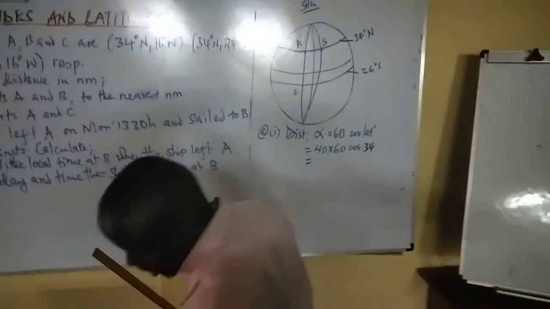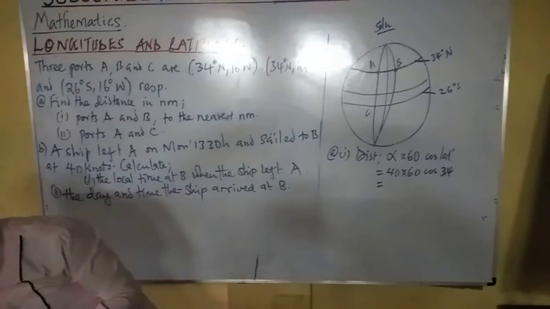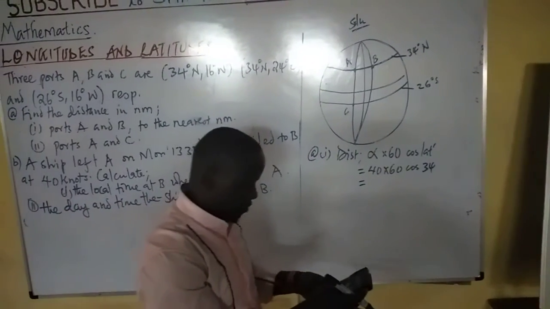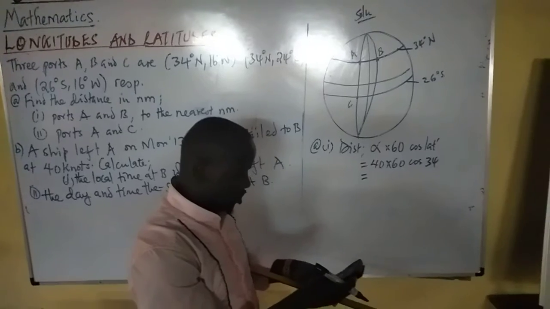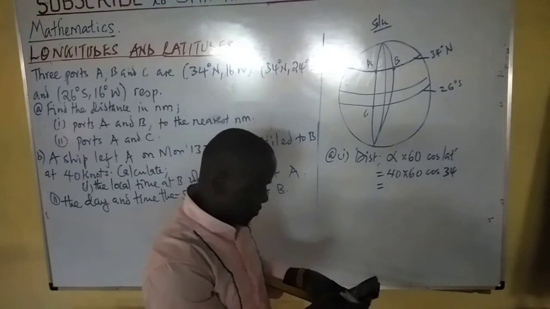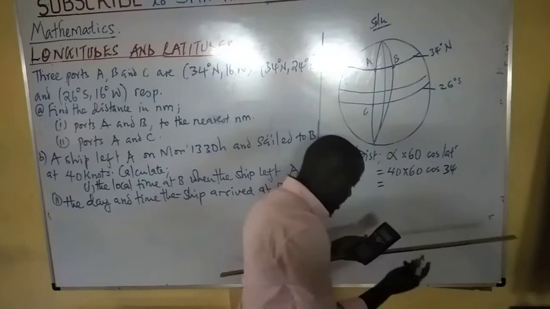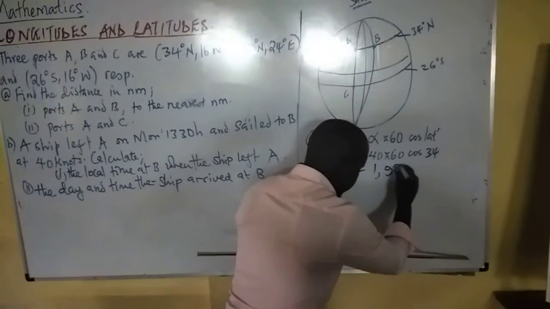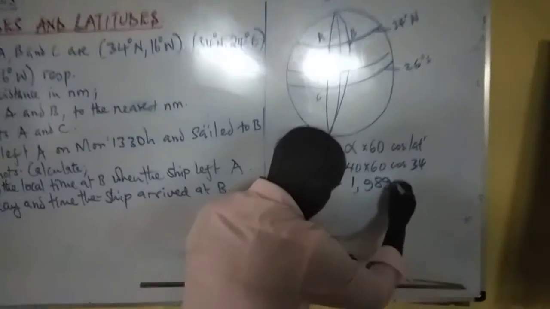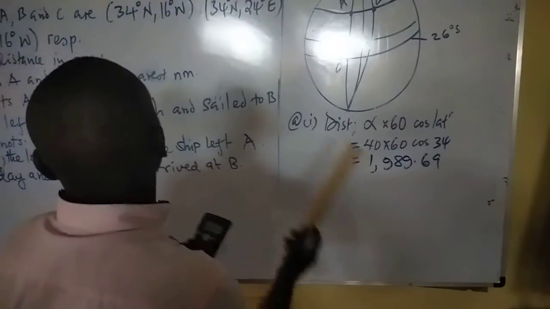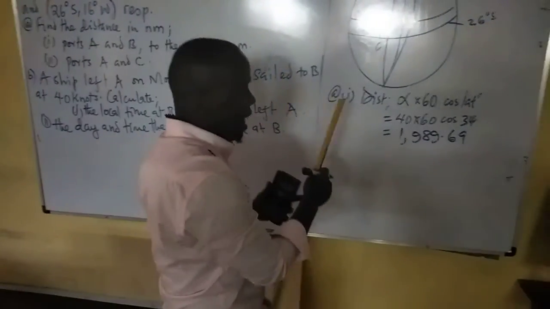Therefore, when you compute 40 by 60 by cosine of 34, this lands us at 1989.69, but we have been told to give it to the nearest nautical mile.